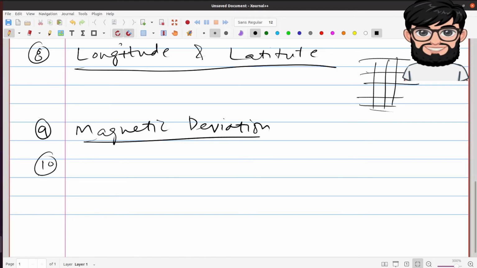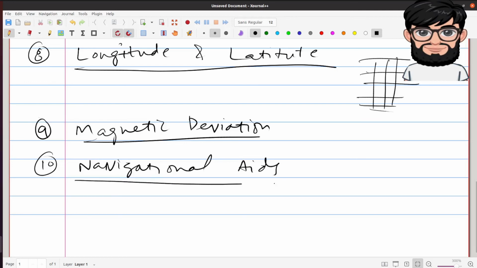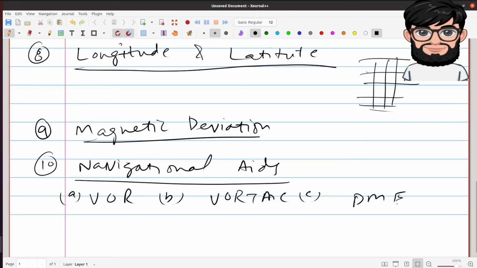And the last thing is the navigational aids. What are the common navigational aids? I'm just going to write them down here. One is the VOR, then we have the VORTAC, then DME, then RNAV.